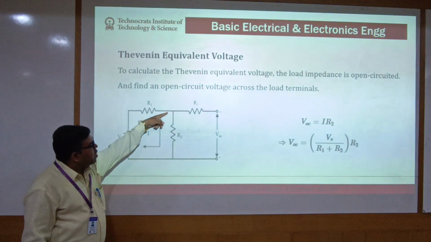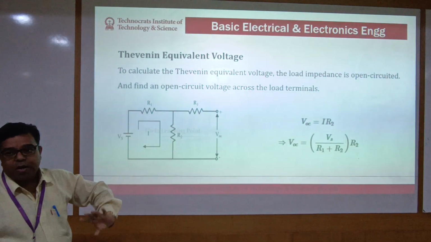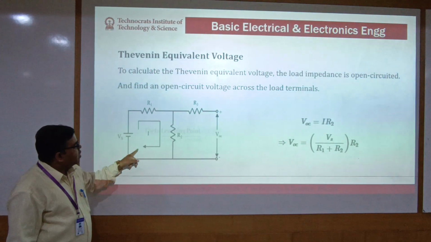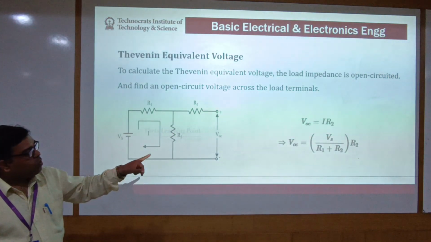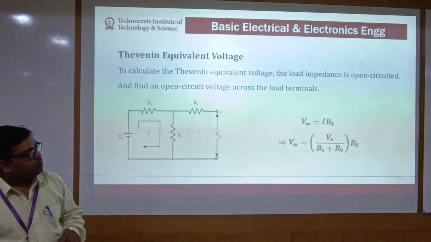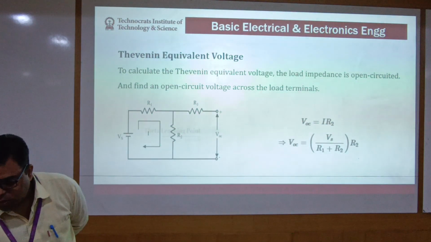That VOC will be across R2. So VOC can be written as I into R2. How will the I be calculated? Simply using KVL. So I is Vs by R1 plus R2, multiplied with R2. That will be the VOC of this circuit.